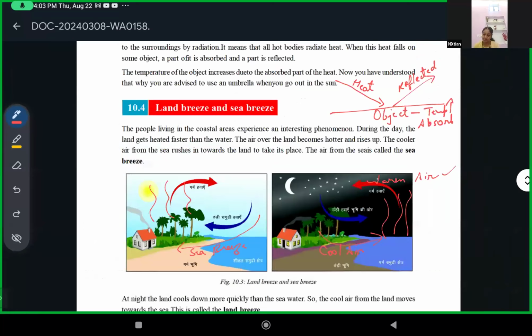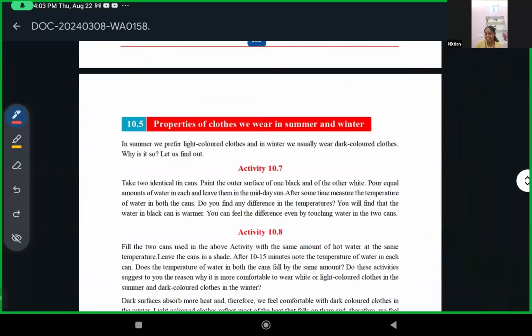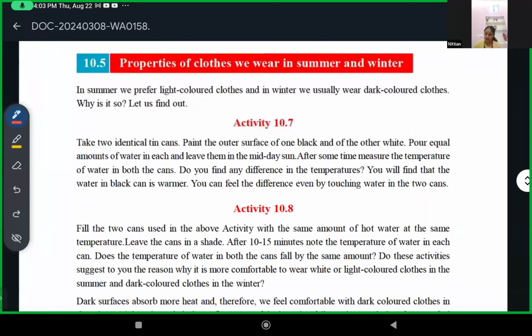So this is the phenomenon of land breeze and sea breeze that happens through the heating process, through the process of their heating up and cooling down.